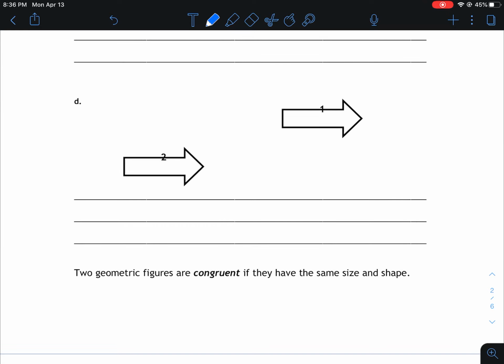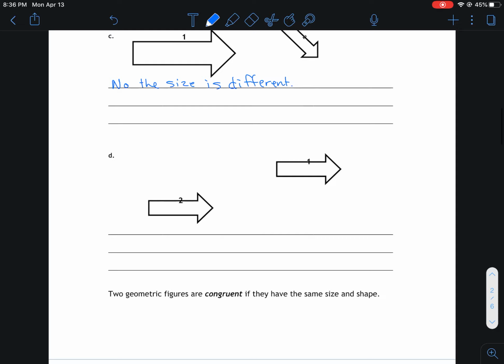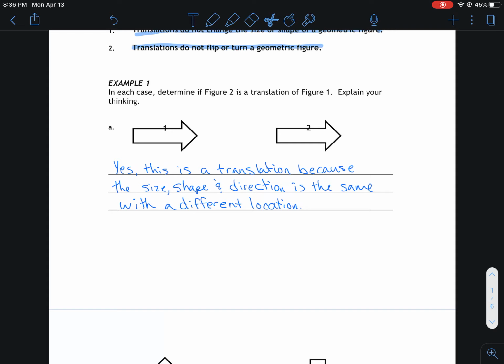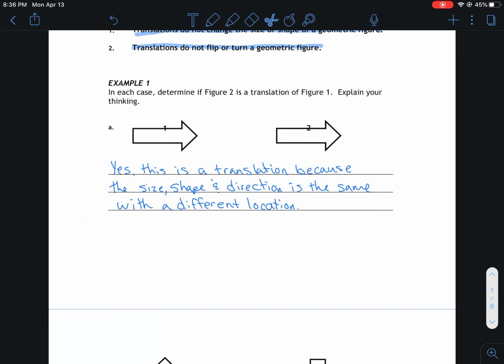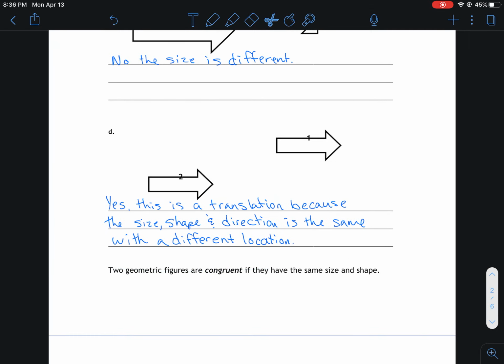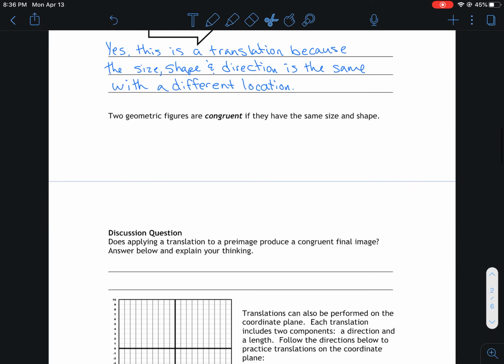And then the last one here, letter D, we started with image 1, which is on the far right, and then we ended with image D, or image 2. So it went down, and it went to the left. So it is still the same size, same shape, same direction. The only difference is that its location has changed. So I'm actually going to go back up here, and I'm going to copy this, and I'm going to paste it down here because it is still the same true situation. It is the same translation, same size, same shape, same direction that the arrow is pointing. The difference is the location is no longer in the upper right-hand corner of our paper. It's in the bottom left.